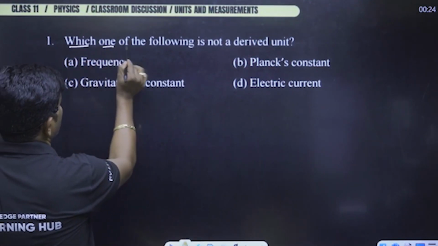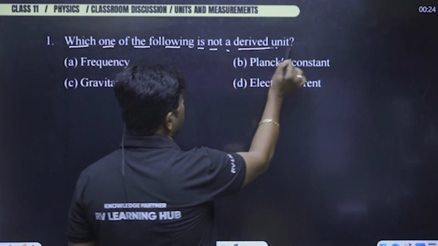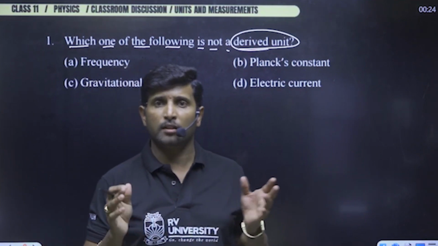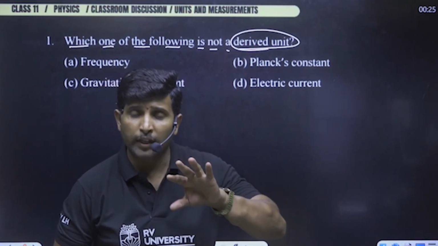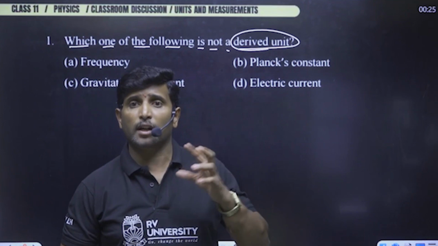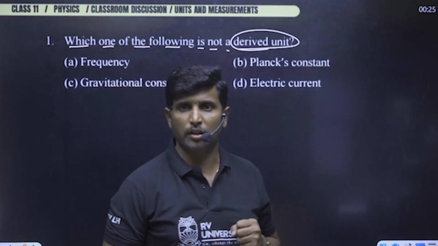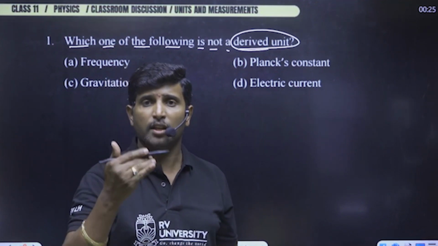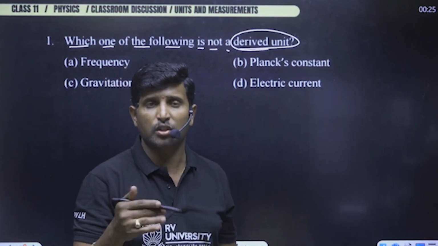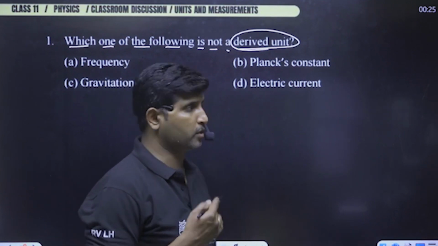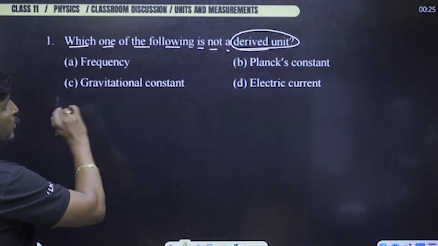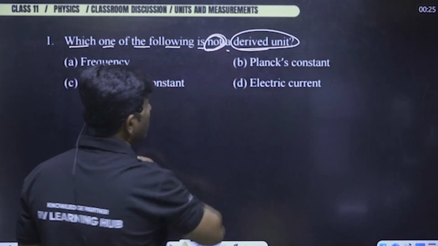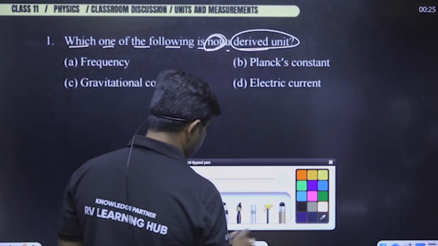Which one of the following is not a derived unit? What is the meaning of a derived unit? A derived unit is a unit which can be obtained from the fundamental units. Is it right or not? So what are the fundamental units? Whatever units we have studied in the SI system are called fundamental units. Please underline that it is not a derived unit.